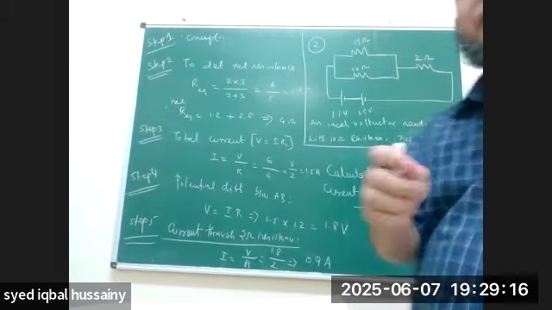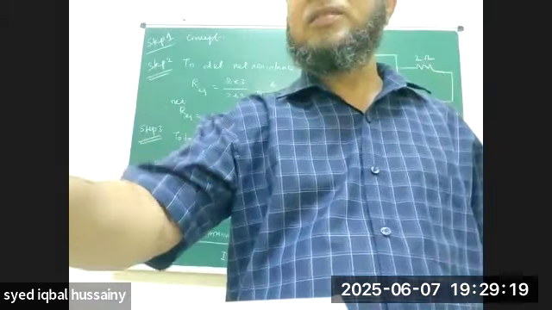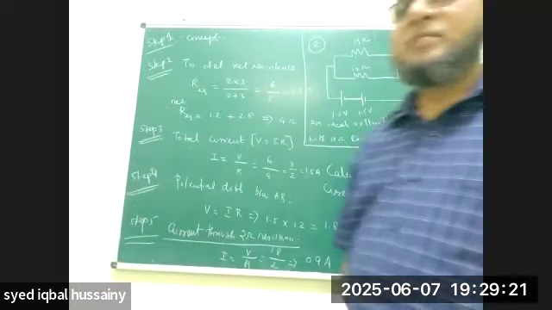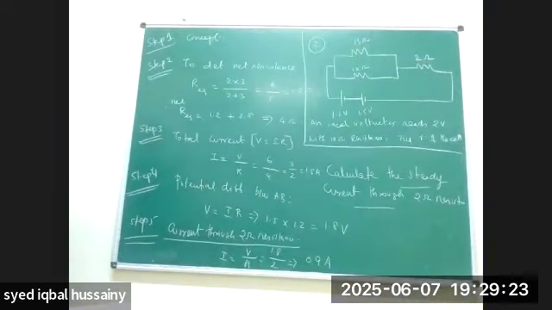Small r, you know that already, is the internal resistance of the cell. It is the internal resistance of the cell. So please copy the question first.